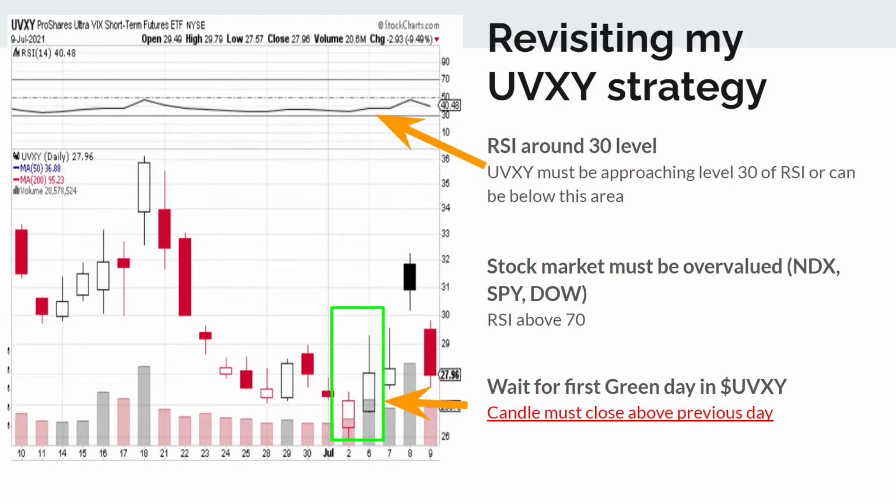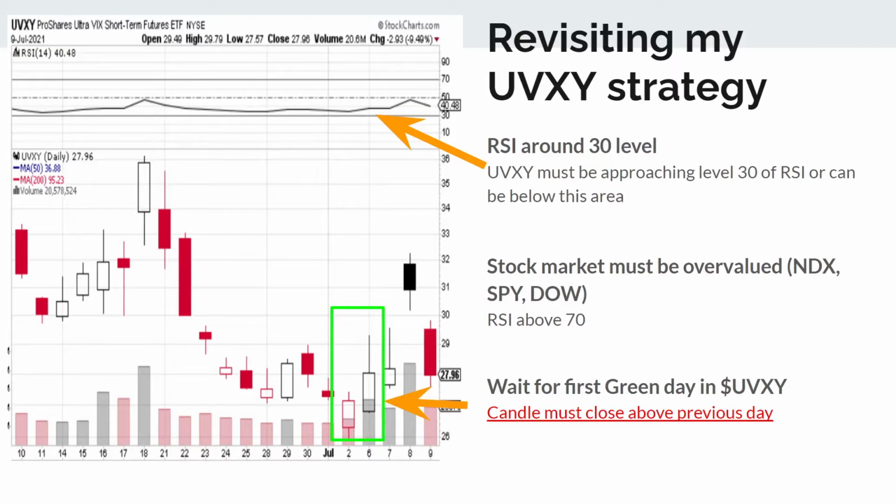The last step in this strategy is to wait for the first green day in the UVXY ETF. The candle must close above the previous day, as you can see in the slide over here. So you can see that the volatility or UVXY was falling quite a bit, and then you have to wait for the first green day. In this case, it's actually this black candle.